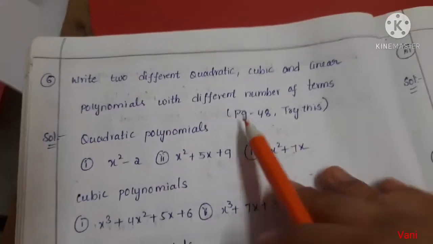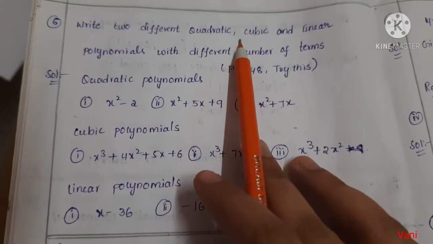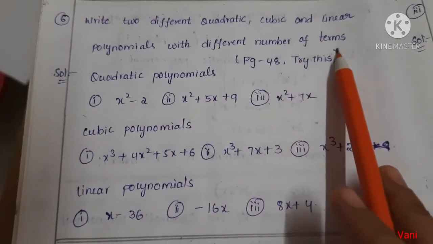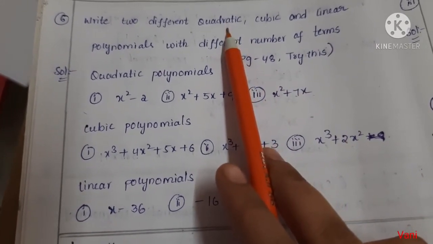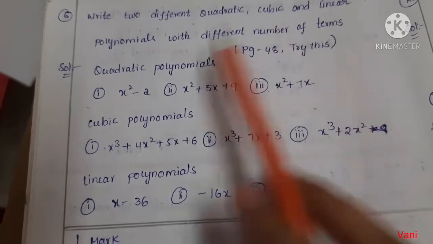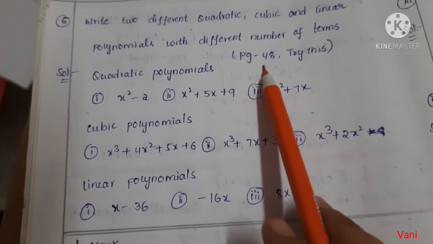Hi children, in 2 marks questions the next problem is: write two different quadratic, cubic and linear polynomials with different numbers of terms. Quadratic polynomial means having degree 2. Cubic means the polynomial should have degree 3. Linear means the polynomial should have degree 1. So this question is there in your textbook page number 48.